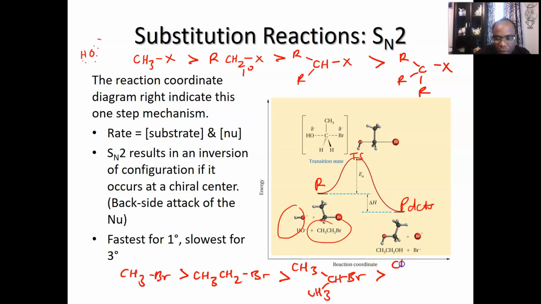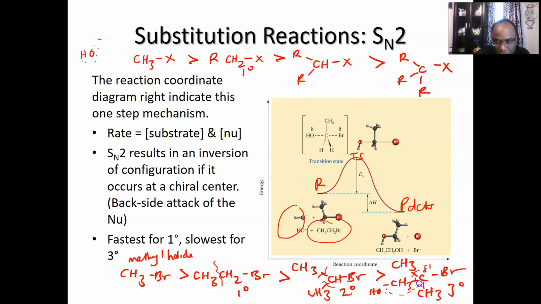Which will be more reactive than tert-butyl bromide. Why? Because the nucleophile will have a hard time, for example here, attacking this carbon right there because of crowding on the backside. So this is methyl. This is called methyl halide. This is primary because it's one R group. This is secondary because there are 2 R groups, and this is tertiary because there are 3 R groups.